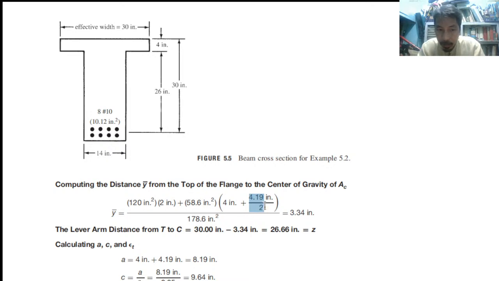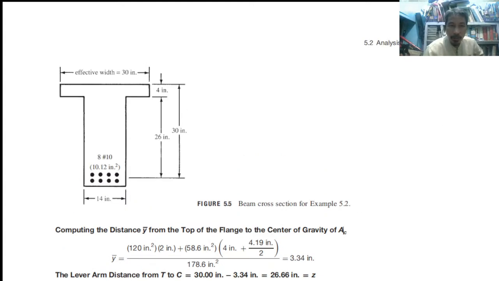But why do we have to divide by 2? Because we are just going to multiply the centroid. This is the centroid of the web area alone. The centroid of the flange area is 2. Okay? So, meaning to say, the formula actually is the area of the flange, centroid of the flange, plus area of the web, centroid of the web, divide by the total area, which is 178.6. If you divide that, the answer is 3.34.